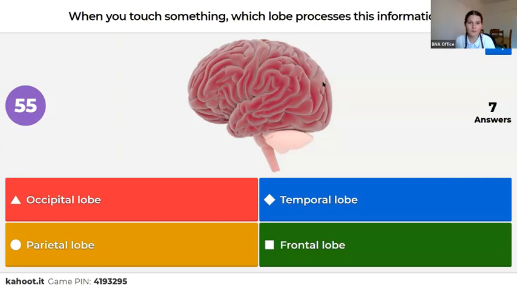So when you touch something, which lobe processes this information? So grab your other device, maybe your phone or an iPad. But again, if you can't do this, just write down your answer. That's also perfectly fine if you're not able to use Kahoot.